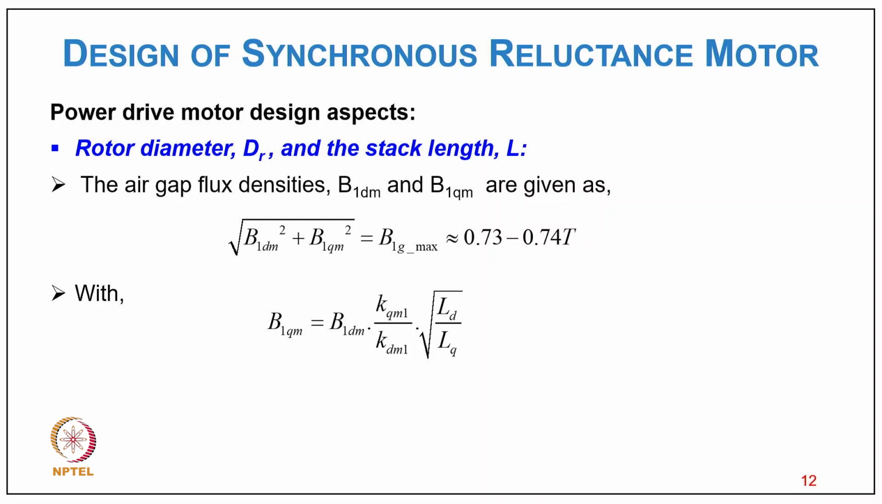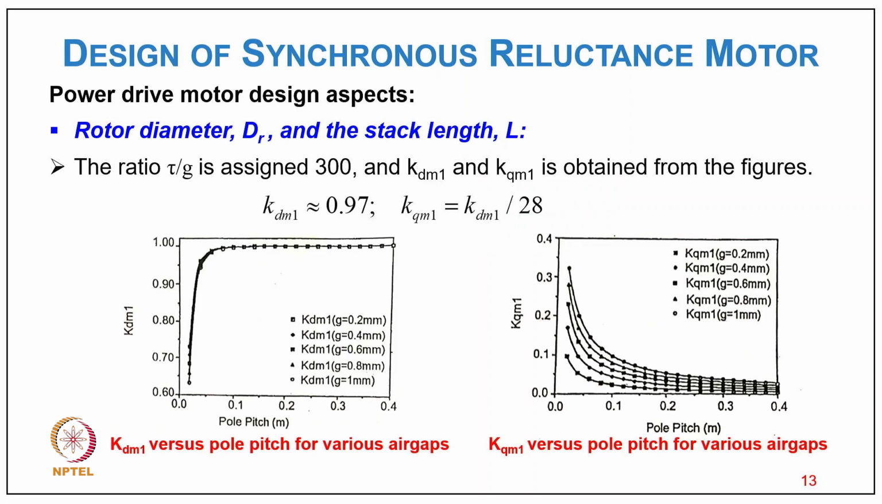Now, for the rotor diameter dr and the stack length L, the air gap densities B1DM and B1QM are given as B1DM square plus B1QM square equal to B1g maximum, equal to 0.73 to 0.74 Tesla, with B1QM equal to B1DM KQM1 upon KDM1 under root LD upon LQ. And typically the ratio tau upon g is assigned 300, and KDM1 and KQM1 are obtained from the figure. So KDM1 is around 0.97 and KQM1 is equal to KDM1 divided by 28. Here you can see the variation of how these KDM1 and KQM1 vary with the pole pitch.